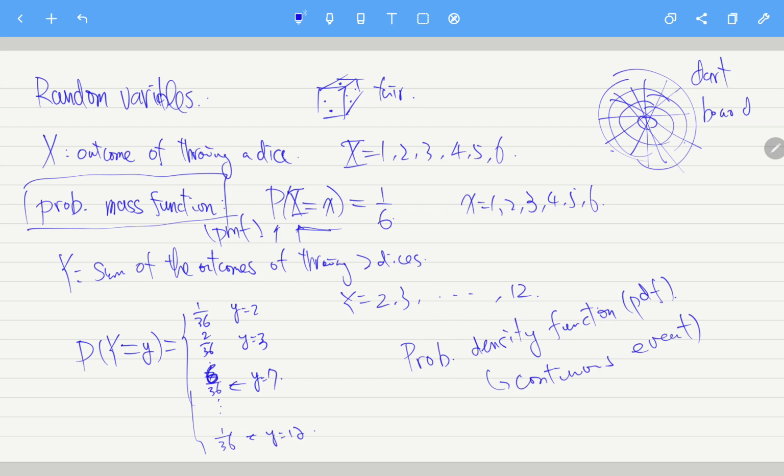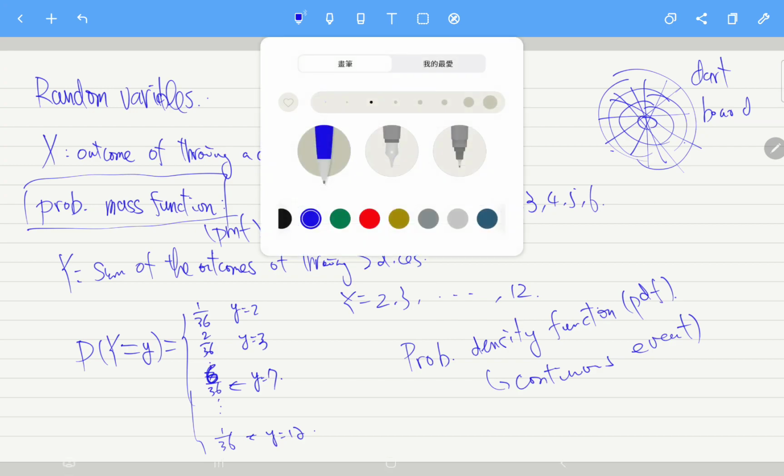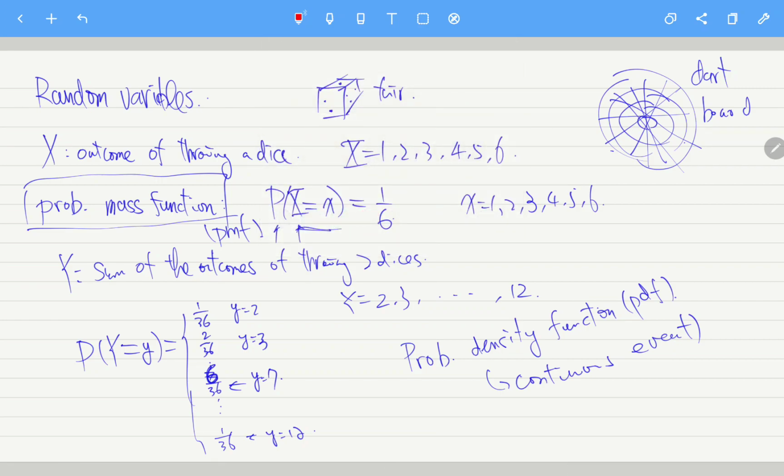So maybe when you throw one on the dartboard, there should be a coordinate axis. Maybe this is 0, 0, and then x-axis, y-axis. And then after you throw a dart on it, maybe you throw it here, then there will be x, y coordinate. This should be random. Before you try to throw it, it is random. After you throw it, there's an outcome. Then this outcome should be continuous.